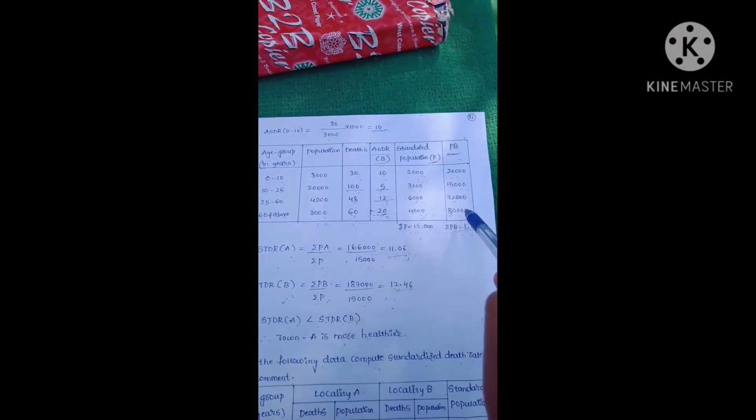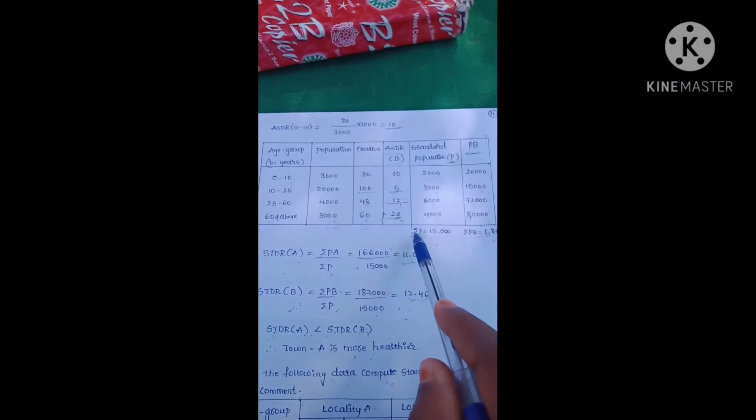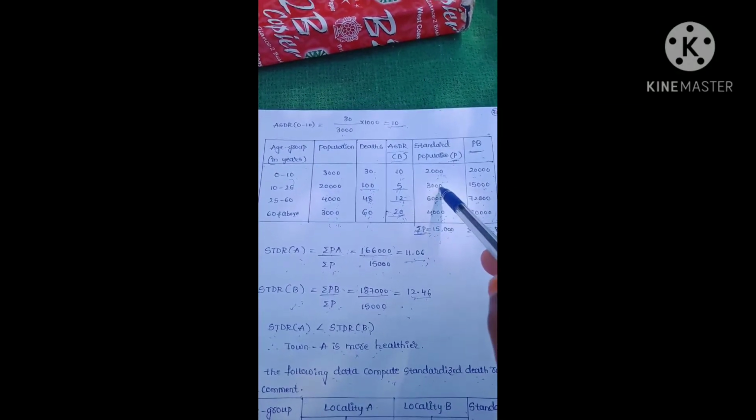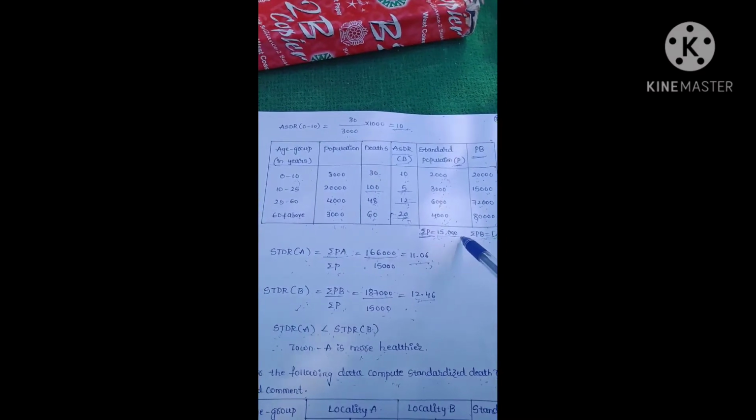This is the P into B values. Next, move on to the summation of P. Already we know summation of P. Summation means sum of the P values. Add these numbers: 2,000 plus 3,000 plus 6,000 plus 4,000. Then we get the value of 15,000.